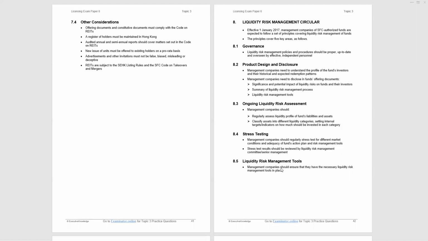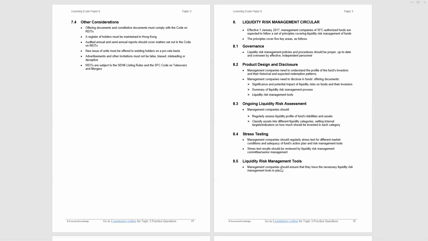With regard to ongoing liquidity risk assessment, management companies should regularly assess the liquidity profile of a fund's liabilities and assets, classify assets into different liquidity categories, and set internal targets and indicators for how much should be invested in each category. I've seen points from 8.2 and 8.3 pop up in questions.